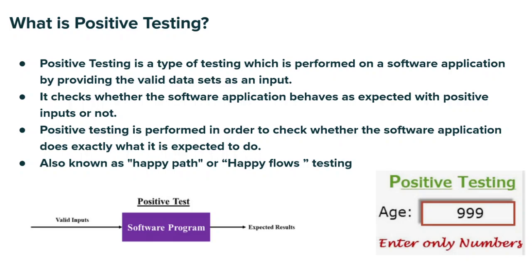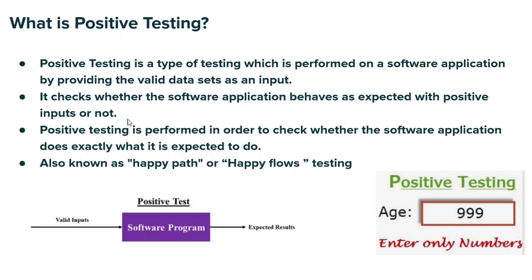For example, let's take a simple input field. As per the requirement, it is mentioned that the specific input field of age should accept only numbers. So what will we test during positive testing? We will enter the number 1, we will enter the number 2, we will enter any positive number to check whether it is accepting only numbers. That is a kind of positive testing because that input field is supposed to accept only numbers. So that is called a positive test scenario.